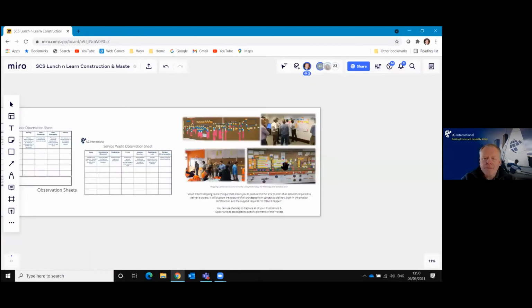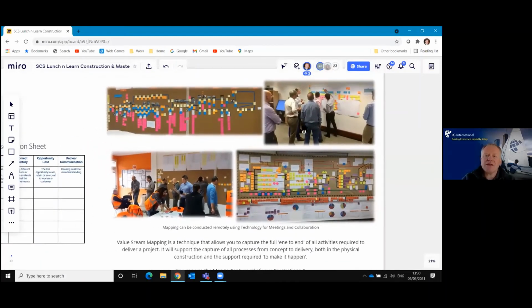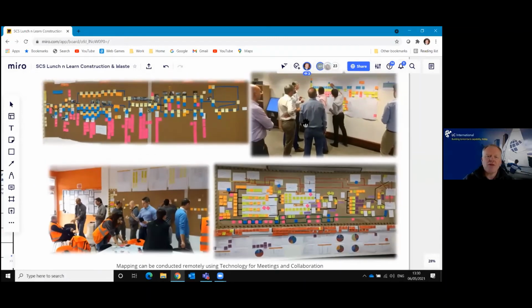However, our challenge when we start to think about the waste and things that we need to improve is making sure that we have an overall impact on the end-to-end of our processes. Because what we don't want to do is improve one area and then pass that waste on to another process within the business. So an example here is around value stream mapping.